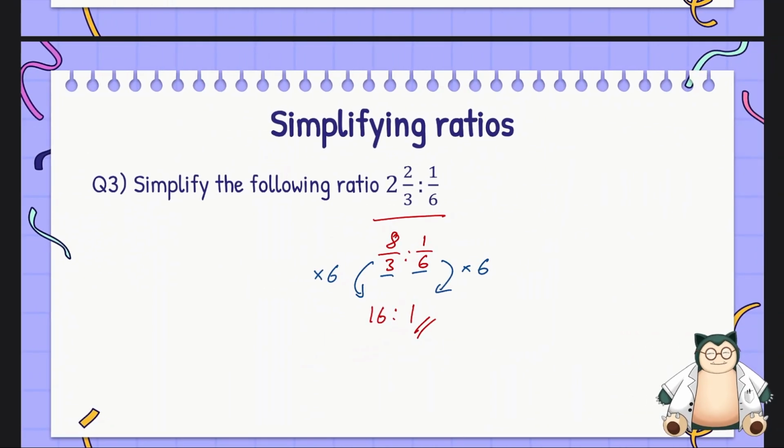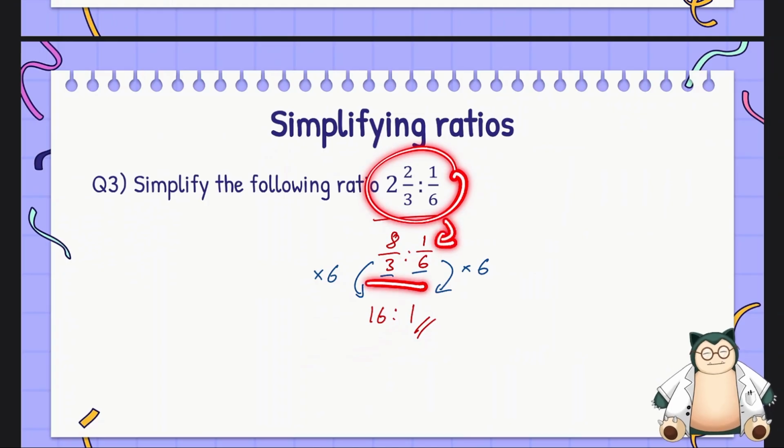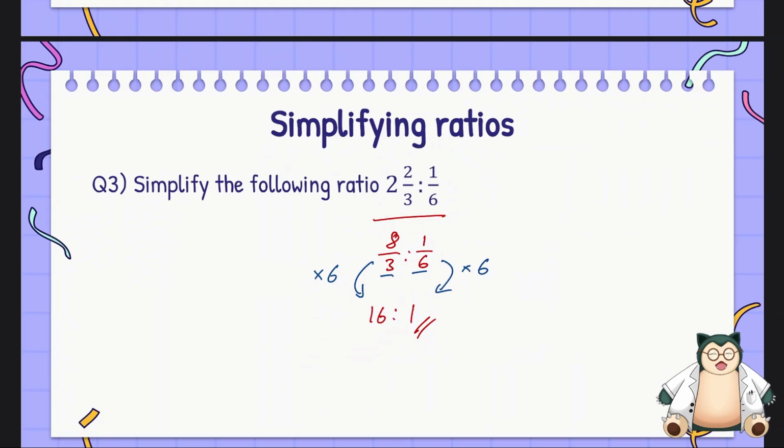Is that clear, everyone? Let me repeat again. First step, convert into improper fractions, which makes it easier to multiply the numbers, and then we multiply by the denominators. In this case, 3 is a factor of 6, so we just multiply by the bigger number 6, and then we can remove both denominators. But in the event where the denominators are different, as in one is not a factor of the other, then what you can do is multiply by the denominators of both of them, and then afterwards simplify further if needed.